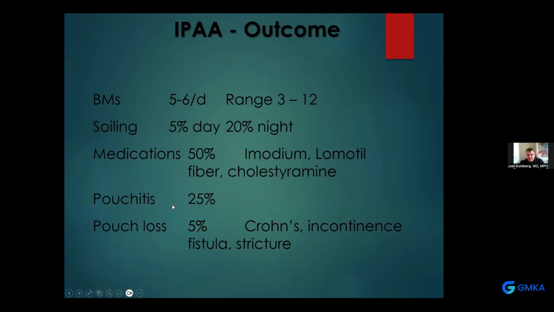The second 5% reason why people lose their pouch, which over the long term I think is more like 8 to 10%, is because people develop Crohn's, they get fecal incontinence, they develop a pouch vaginal fistula, they develop strictures, they have chronic pouchitis. So there are a multitude of reasons. People also get complications. They get pouch torsion, they get afferent loop syndrome. All of these can lead to loss of the pouch.